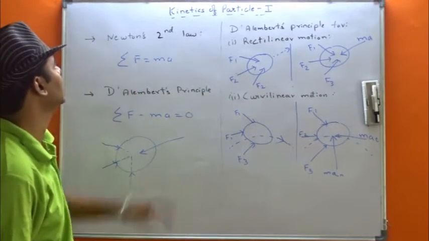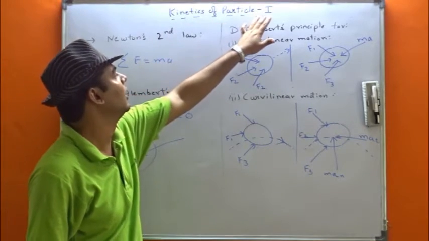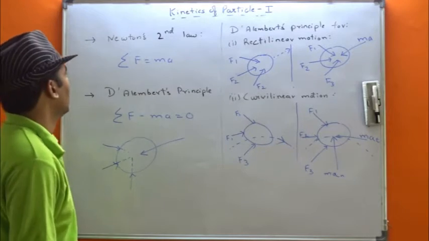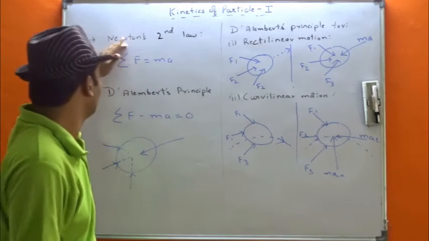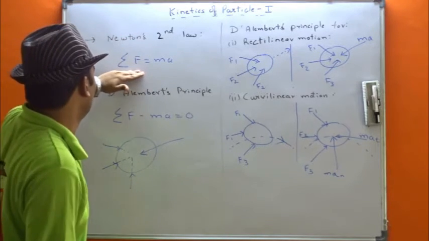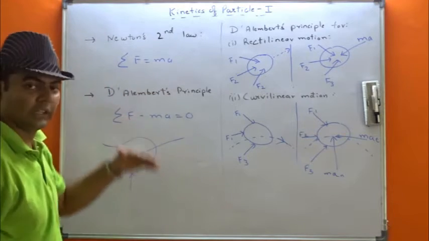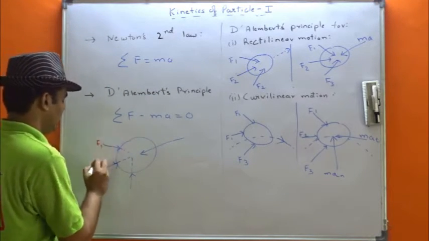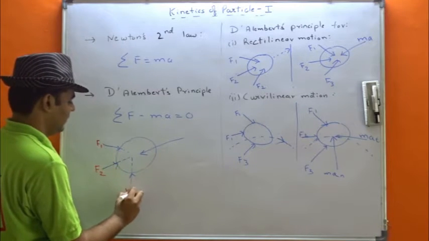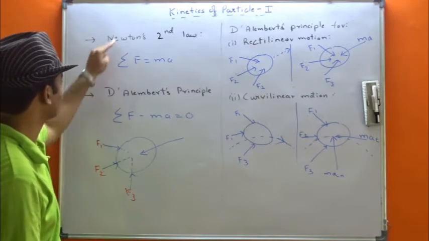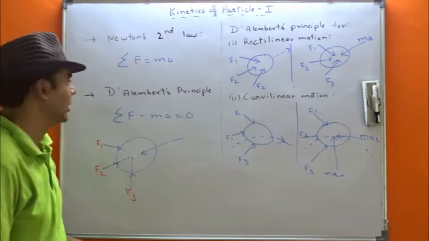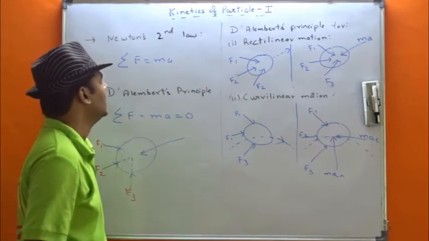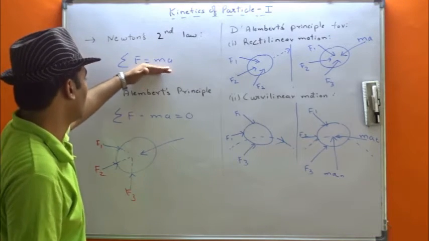Now we start with kinetics of particle part 1, that is a topic in dynamics. We have studied Newton's law, which is F is equal to ma, and if there are a number of forces, suppose we have a body which is subjected to F1, F2, F3, so three forces on it. So the summation of these forces is equal to the mass into the acceleration, mass of this body and the acceleration. So this is Newton's law.